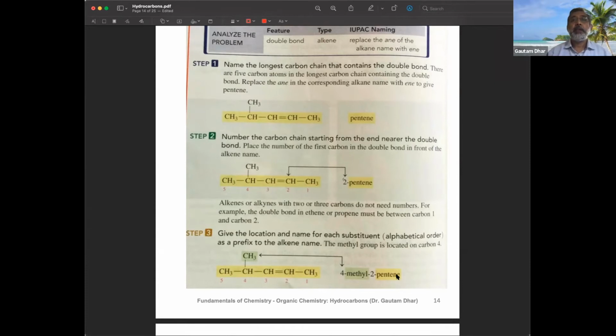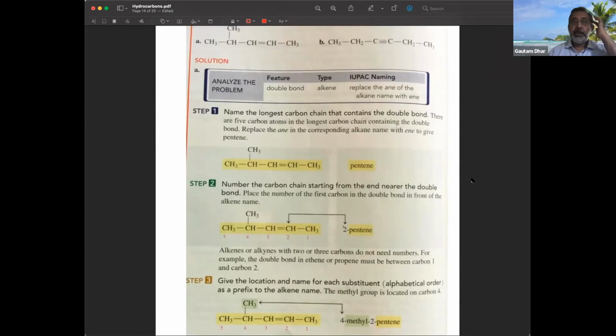You need space to write these numbers. So that's the more preferred way of writing. 4-methyl-pent-2-ene is the same thing. Okay, let's do some on the whiteboard.